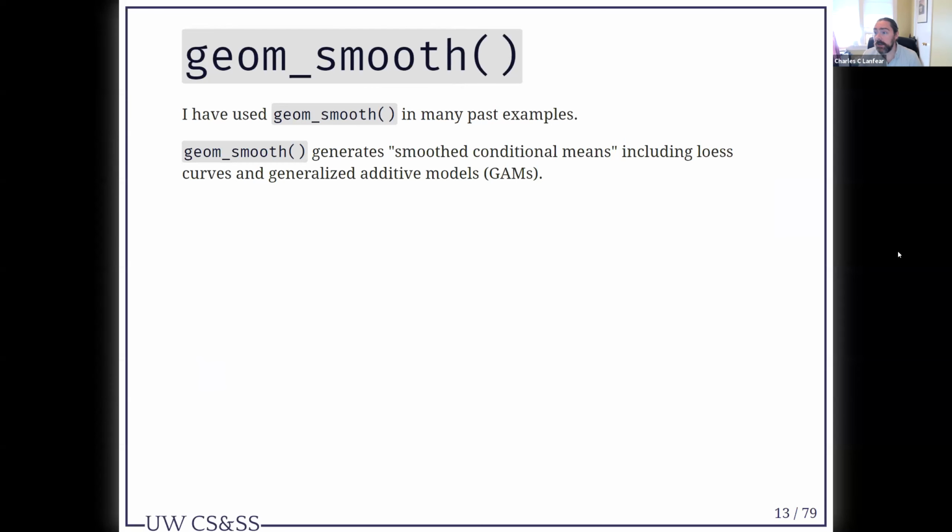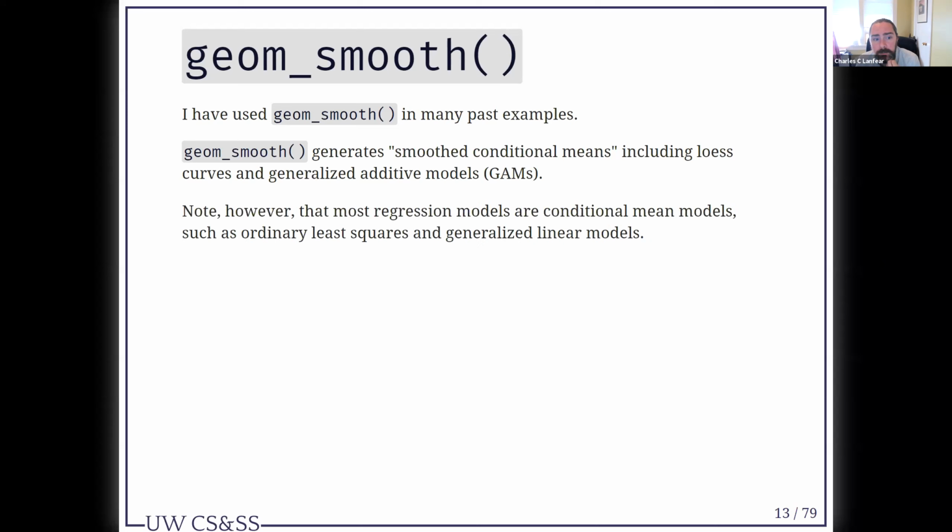So let's talk about plotting results from models. I've used a lot of ggplots in lab and some in lecture, and I've used the geometry geom_smooth. Geom_smooth on a ggplot generates smoothed conditional means through your data. If you don't give it any options, it will usually generate a type of curve called a LOESS curve, which is a type of local polynomial regression, or it will return a generalized additive model result, which is another type of spline.